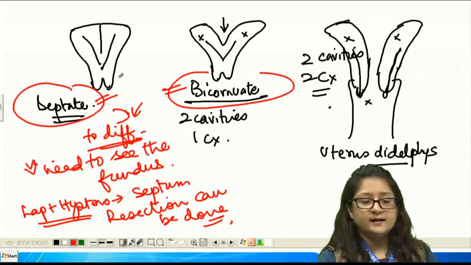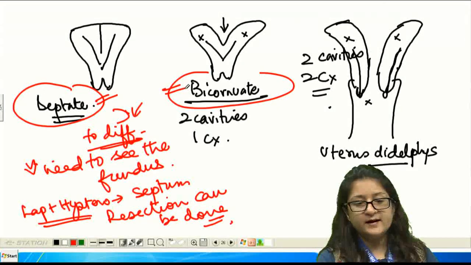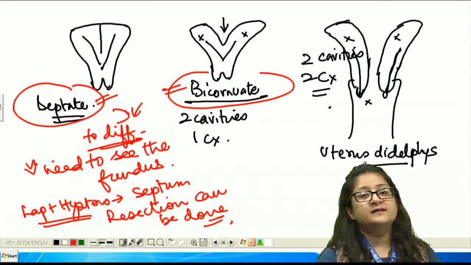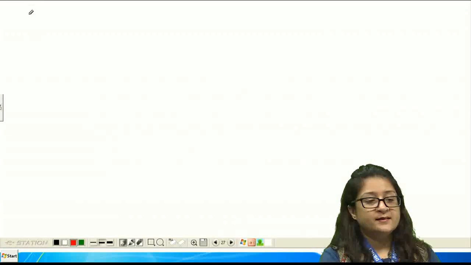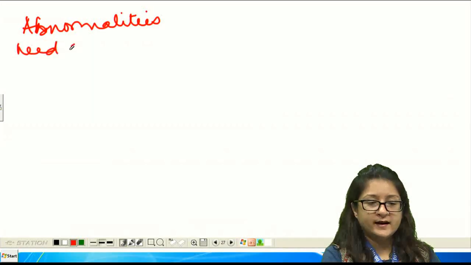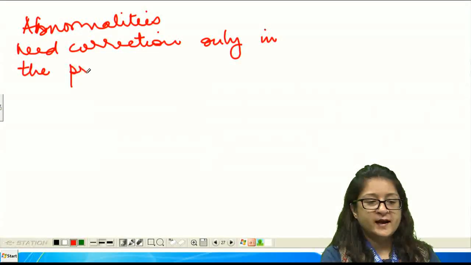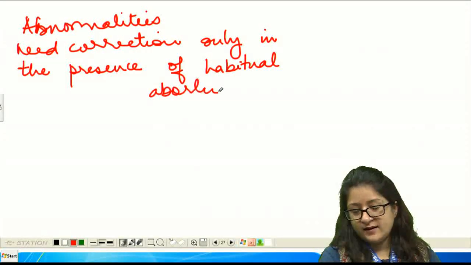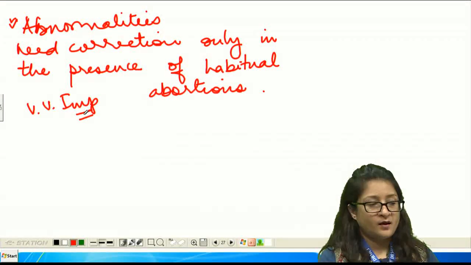Another important point that you have to remember is that these abnormalities, like bicornuate uterus or uterus didelphis, if incidentally diagnosed, need not be treated unless they are associated with habitual abortions. So these abnormalities need correction only in the presence of habitual abortions. Otherwise they deserve no specific treatment if they are incidentally diagnosed. So this is a very, very important point that you have to remember.